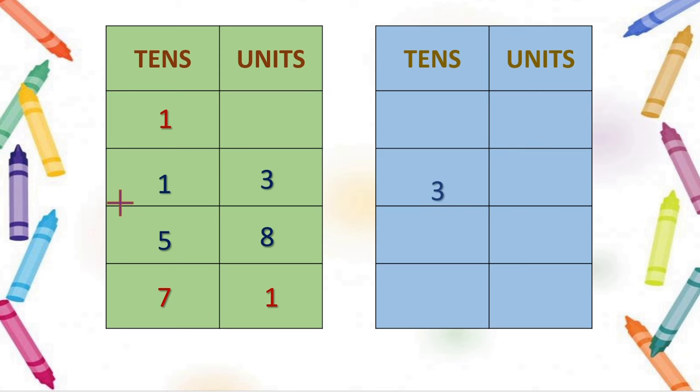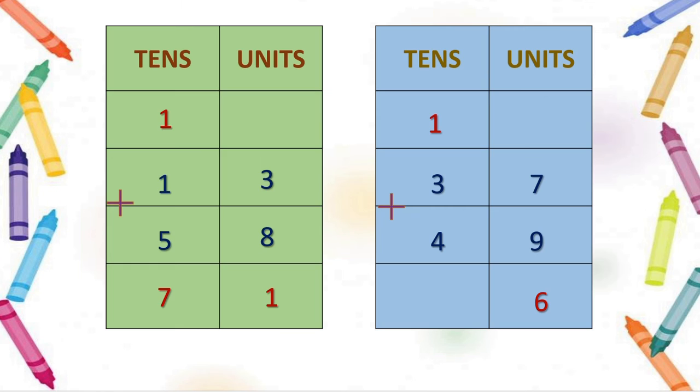Next one, 3 tens, 7 units plus 4 tens, 9 units. Yes, again, keep 9 in your mind and take 7 fingers on your hand. Okay. What is the answer? Got? Yes. Very good. 16. 1, 6. Right? Okay. 6 will remain in the unit place and 1 is carried over to the tens place.